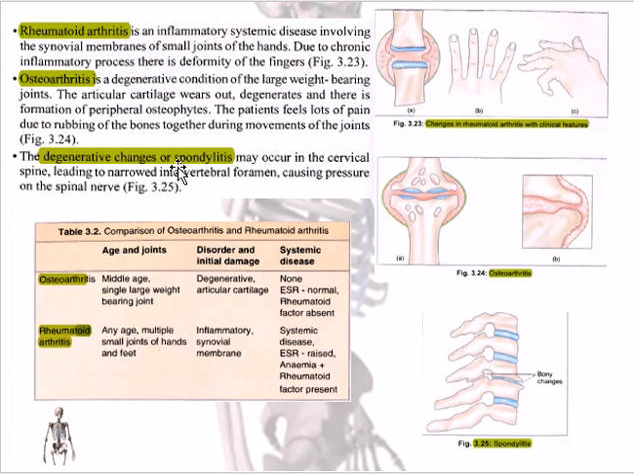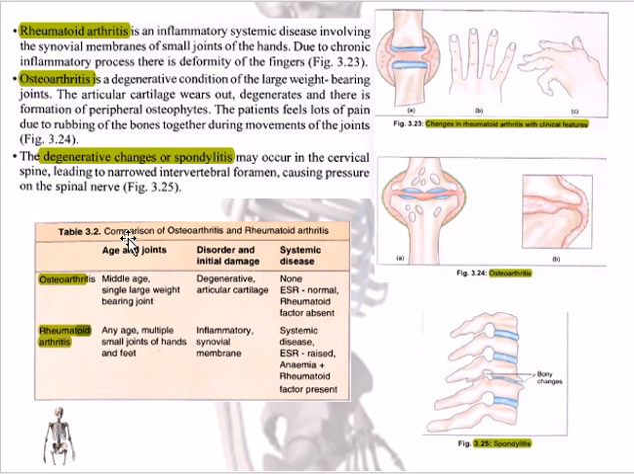Degenerative changes, or spondylitis, occur in the cervical spine, leading to narrowing of the intervertebral foramen, causing pressure on the spinal nerves. This is basically spondylitis, in which degenerative changes occur in the cervical spine.